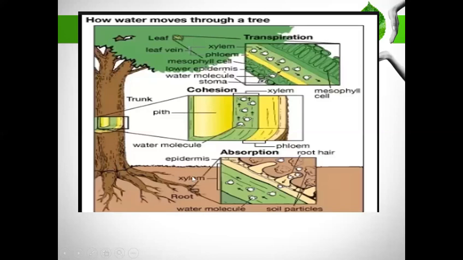When it enters into the xylem vessel, two types of forces are applied in the xylem vessel. One is the cohesive force, another is the adhesive force. And what are these forces? We already discussed it. Then this water enters into the upper part of the plant, where some amount of water is lost and some is utilized in the process of photosynthesis.